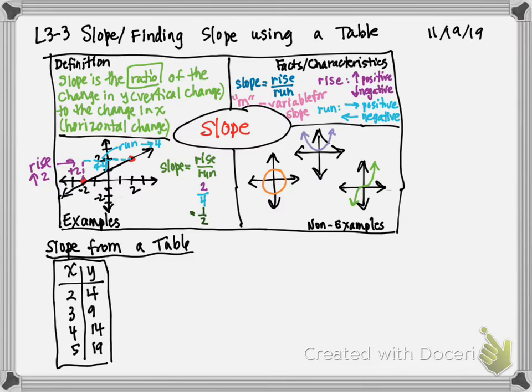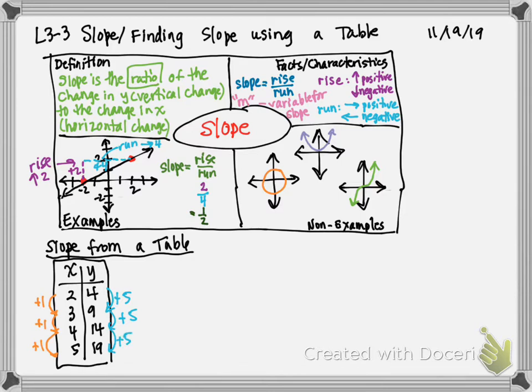And I start doing what we were doing yesterday, is I'm looking at what happens to get from 1 x to the next. I added 1 to 2 to get to 3. I added 1 to 3 to get to 4. I added 1 to 4 to get to 5. For my y's, I added 5 to 4 to get to 9. I added 5 to 9 to get to 14. I added 5 to 14 to get to 19.